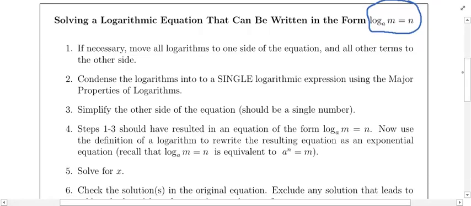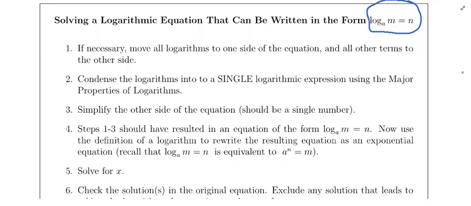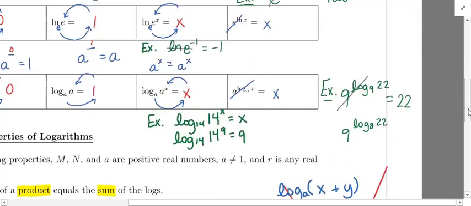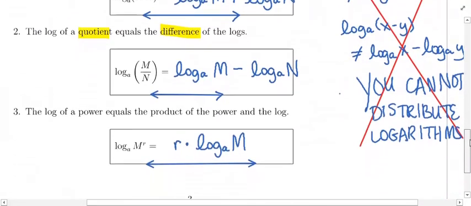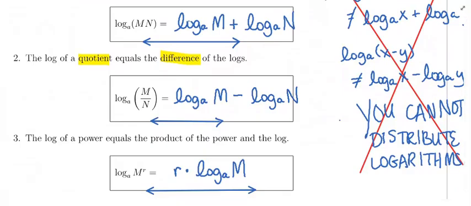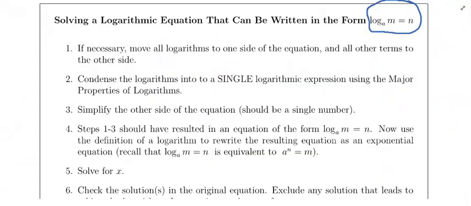In step 1, if necessary, move all logarithms to one side of the equation and all other terms to the other side. Then you're going to condense the logarithms into a single logarithmic expression using the major properties of logarithms. If you glance back to the bottom of page 3, those 3 major properties that I'm talking about are these guys down here. So you would use, if necessary, those 3 properties to combine your logarithms into one logarithm.